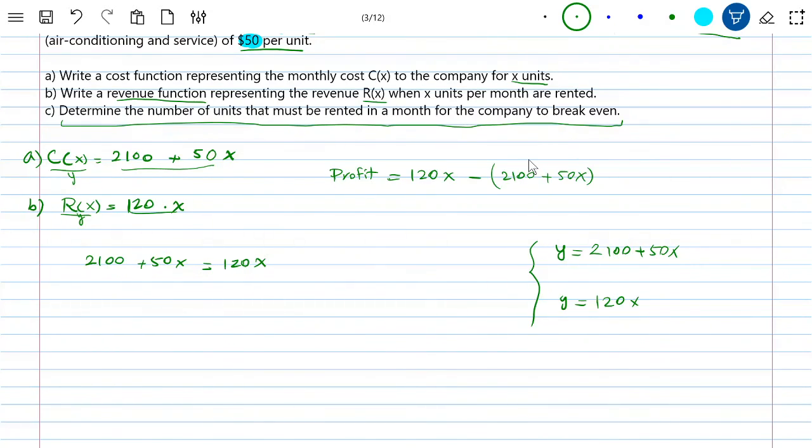And you solve this. What you get is 120x minus 50x, which is 70x, equals 2100. Divide both sides by 70, x would be 30. So it means the company needs to make 30 units to break even. After that, it would be profitable. Whatever they sell, they're going to make money out of it. Before that, they're going to lose money because the cost is more than the income.